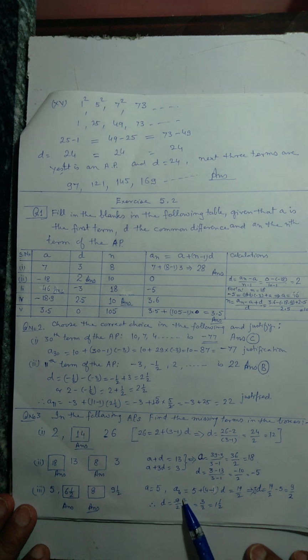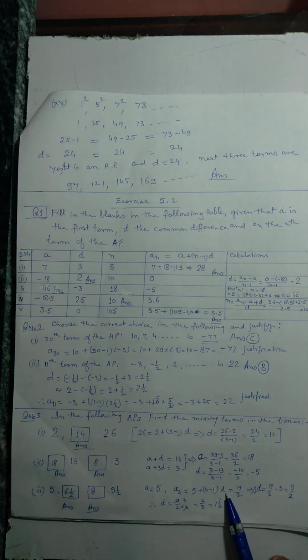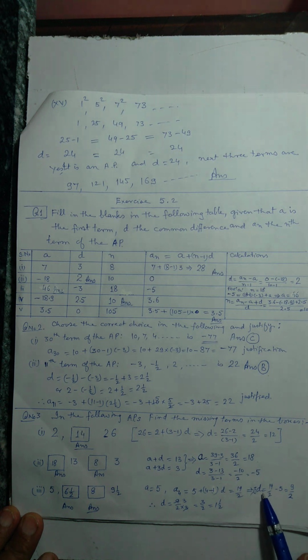So A fourth means fourth term, that is 5 plus (4 minus 1) into D is equal to 19 by 2. That is 2 9s are 18 plus 1, 19 by 2. So 3D, you see, 4 minus 1, that is 3D. 3D will be equal to 19 by 2 minus 5. You solve it, you will get 9 by 2.